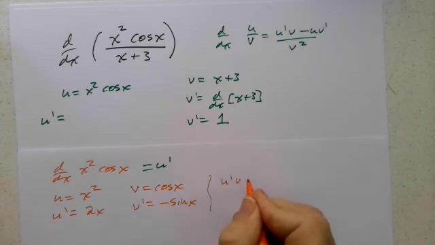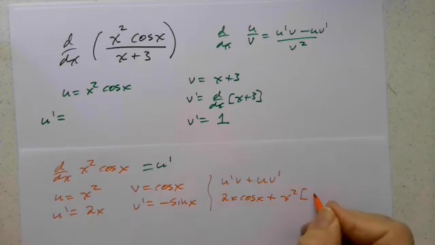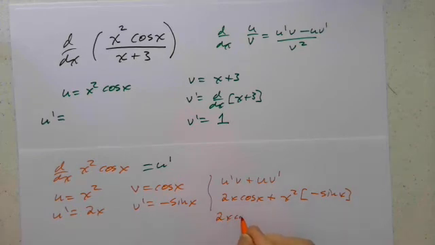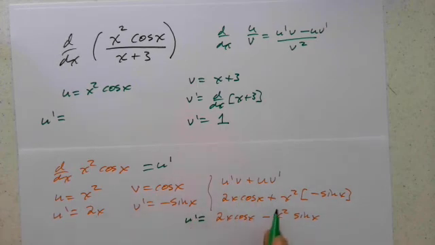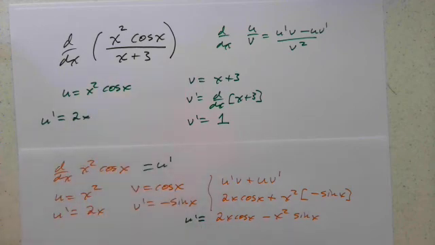So what is u prime v plus uv prime? U prime v is 2x cos x plus uv prime, x squared times negative sine x. What do we get? 2x cos x minus x squared sine x. That's what our result is. That's what our green u prime is going to be. So we're going to go ahead and make that substitution up here: 2x cos x minus x squared sine x.